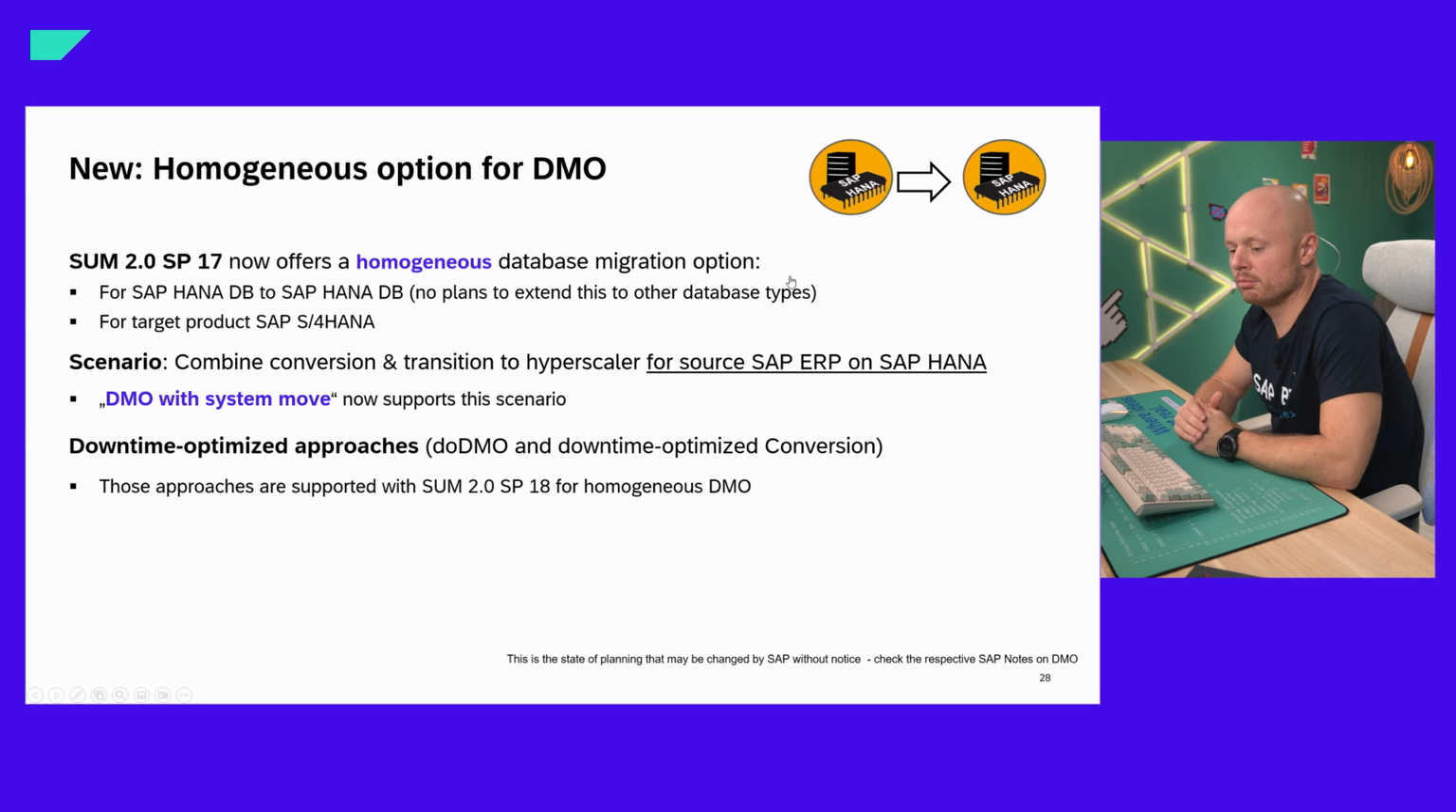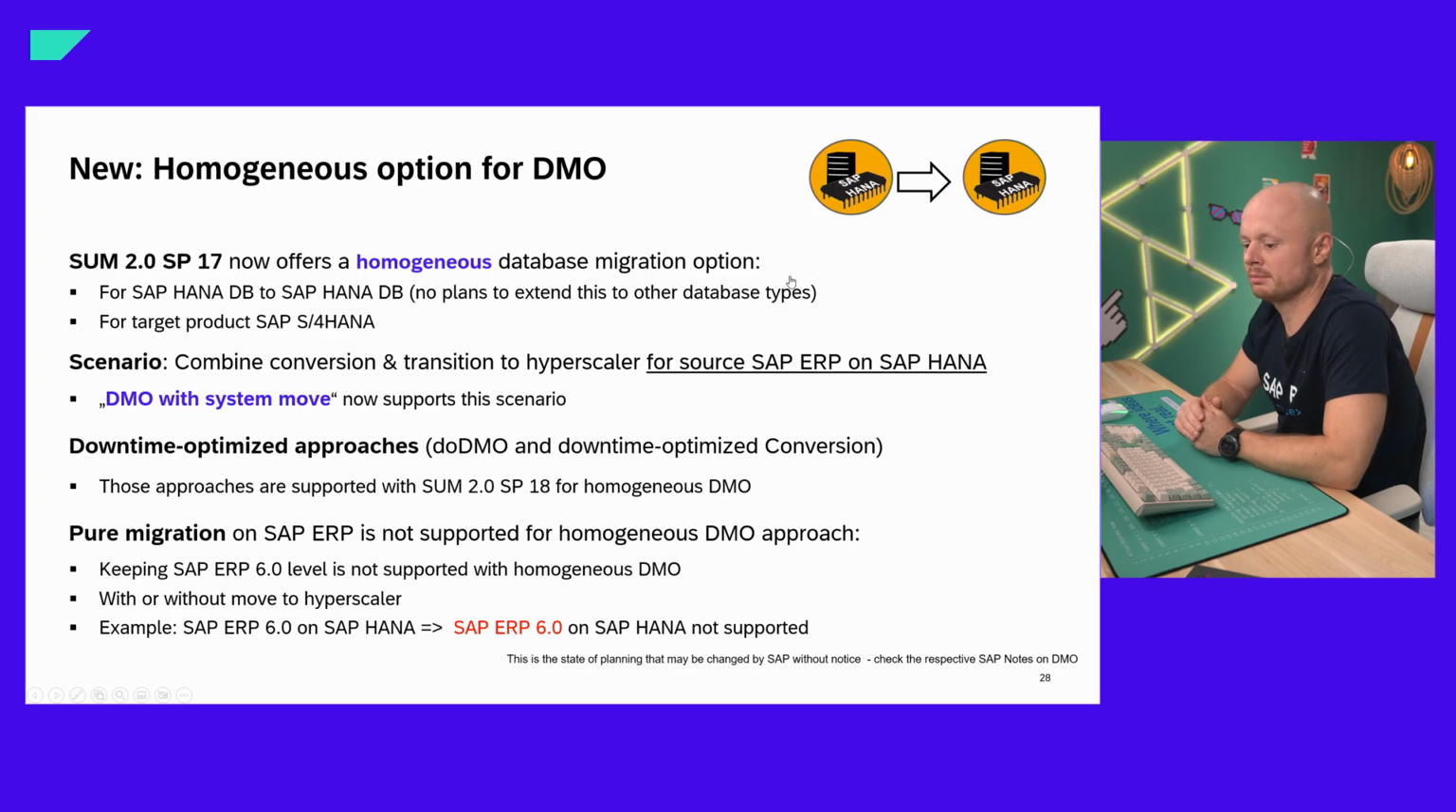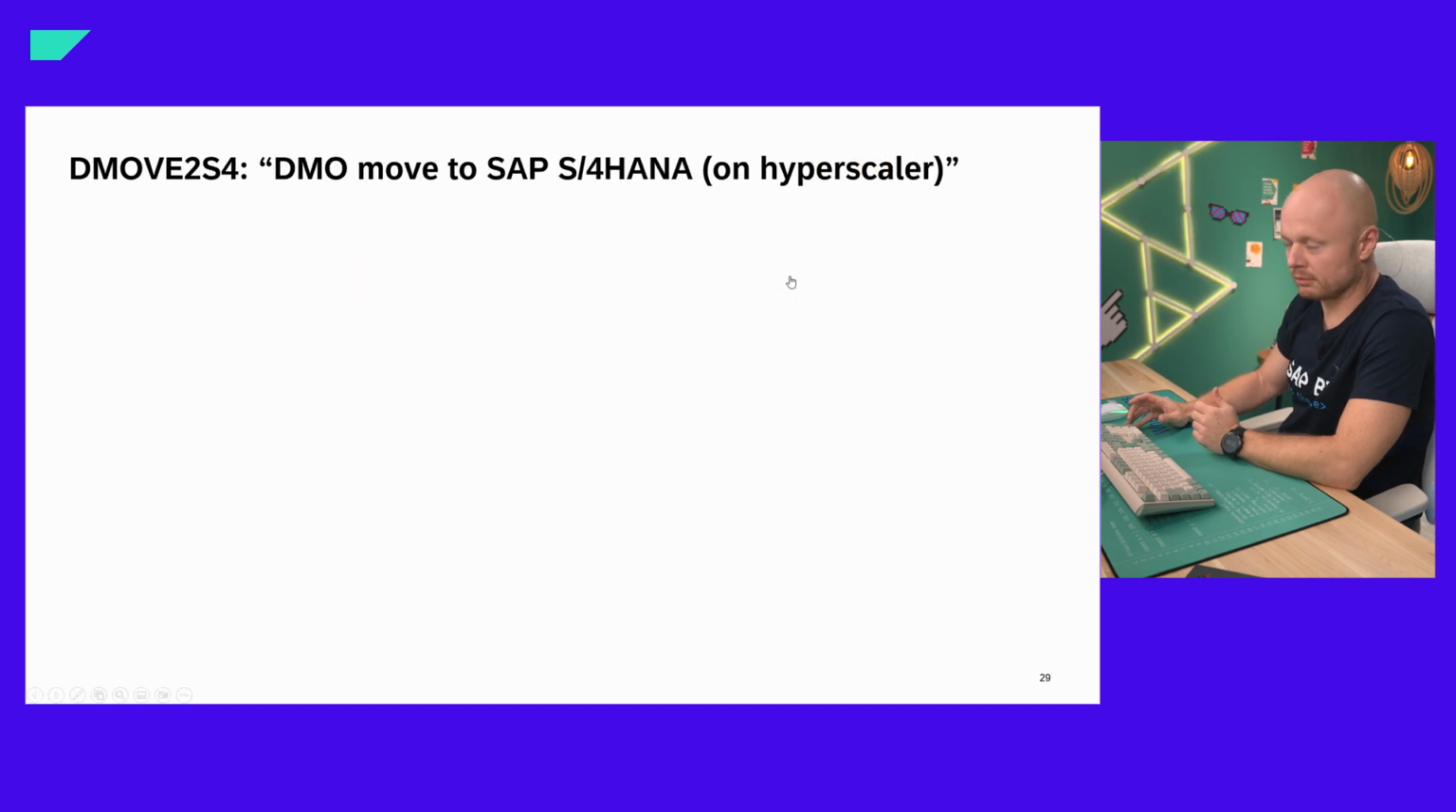And we just recently released, at the beginning of October, the new support package 18 for the software update manager. And now we also support the downtime optimized database migration option. So this is brand new information. Important: we always talk about the switch to SAP S4 HANA. So if you want to stay on ERP 6.0, then this is still not supported and will also not be supported.